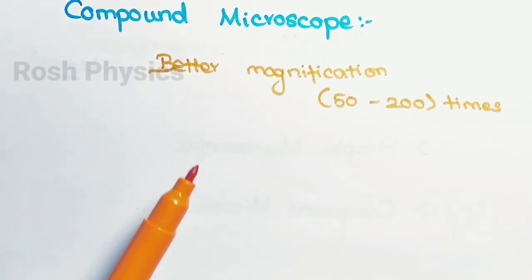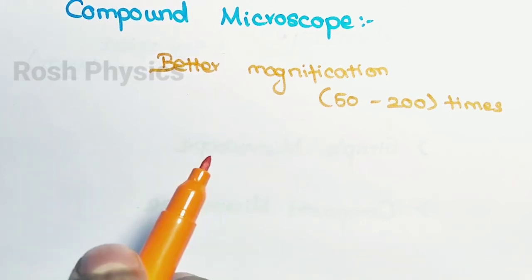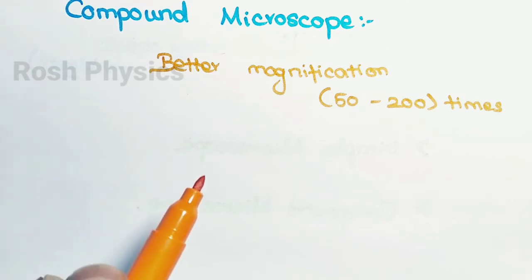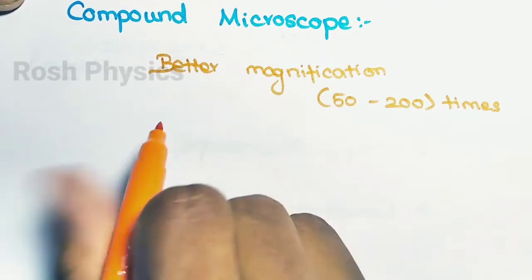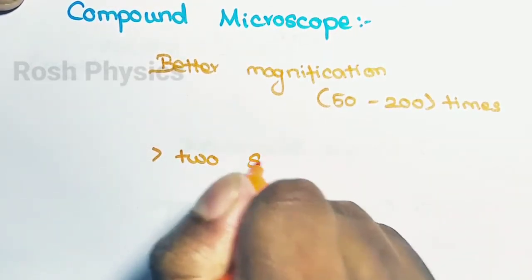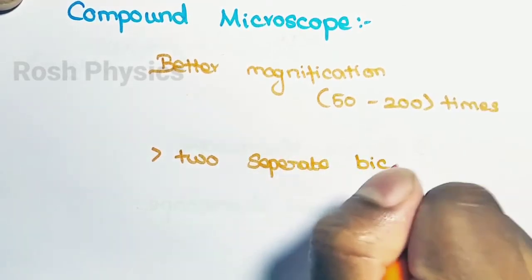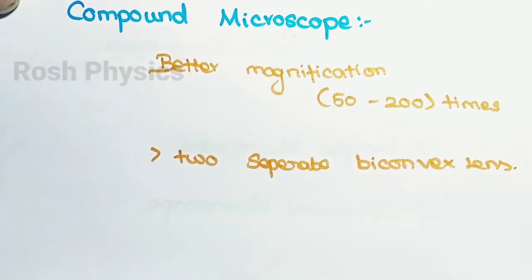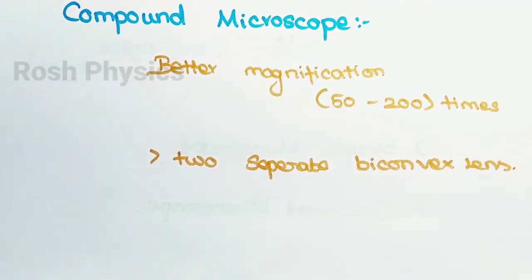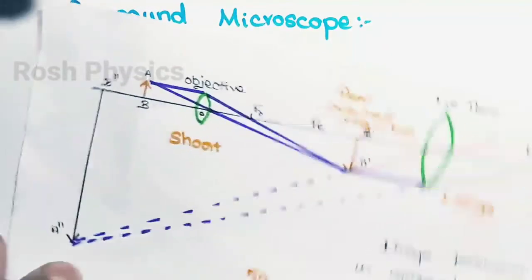In the simple microscope, we have a problem. The problem is that we can't change or decrease the focal length beyond a certain limit. This can be solved by using two separate biconvex lenses. So in a compound microscope, you have two separate biconvex lenses, and that is the reason we have better magnification in a compound microscope. Let's check this diagram so you may understand.